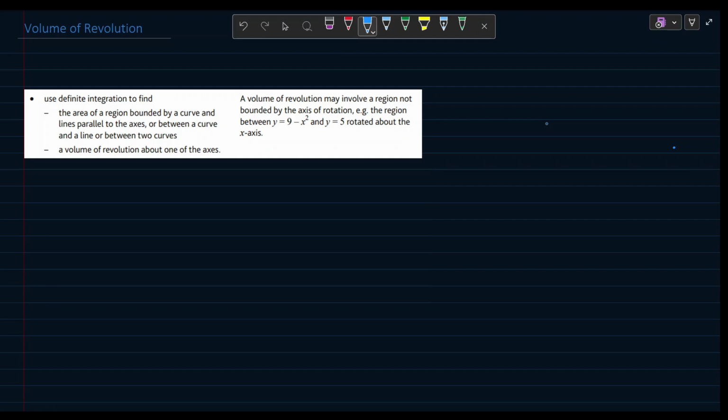In this video, we'll be learning how to find volume of revolution. So I've got two questions, one where we're rotating around the x-axis and one where we're rotating around the y-axis. You're pretty much just using a formula to evaluate this volume.